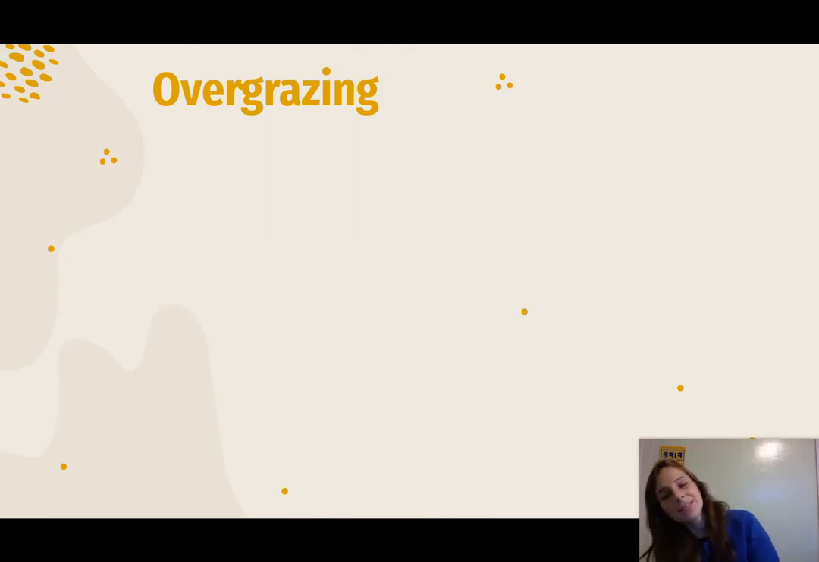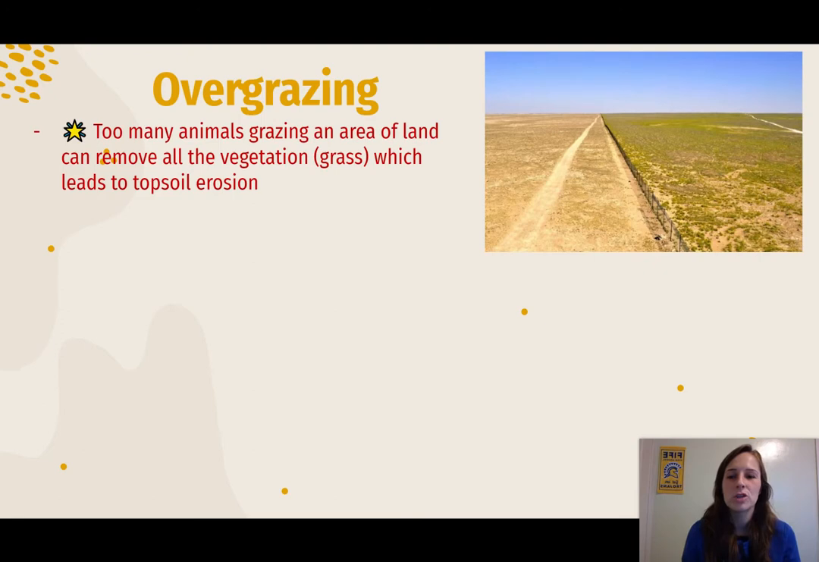Now, a potential downside of free range is overgrazing. This is where you have too many animals grazing on an area of land, and that can lead to removing all of the grass. It just gets eaten down basically to the roots, which ultimately is going to lead to topsoil erosion. Those plants are going to die. Their roots are not going to be holding the topsoil down, so wind and rain can just come and take off the topsoil, which we can see in this diagram. On the left has been overgrazed. On the right is just a normal, healthy pasture.